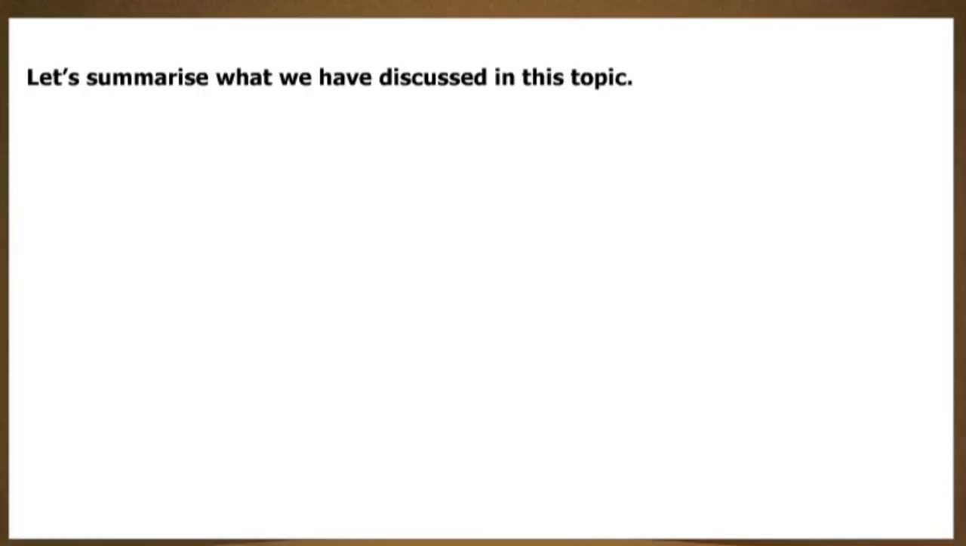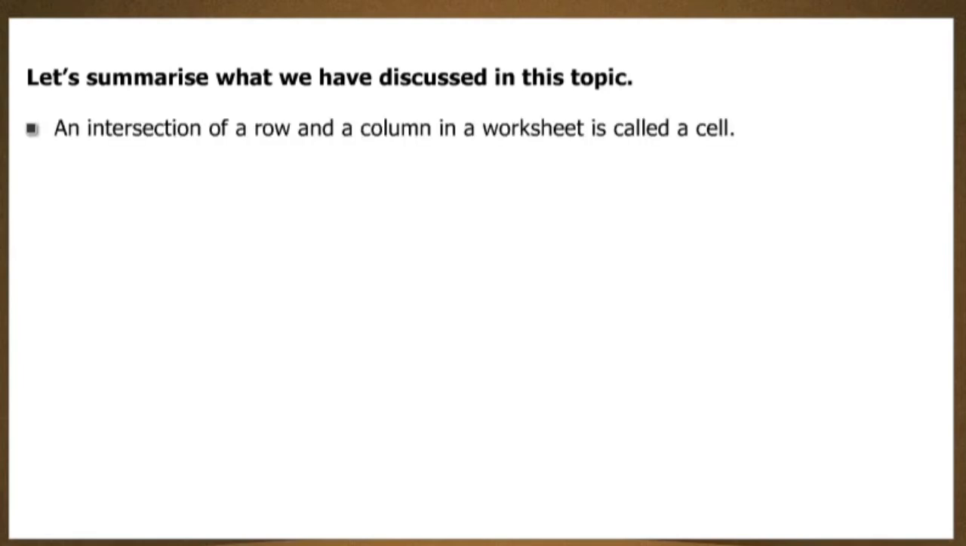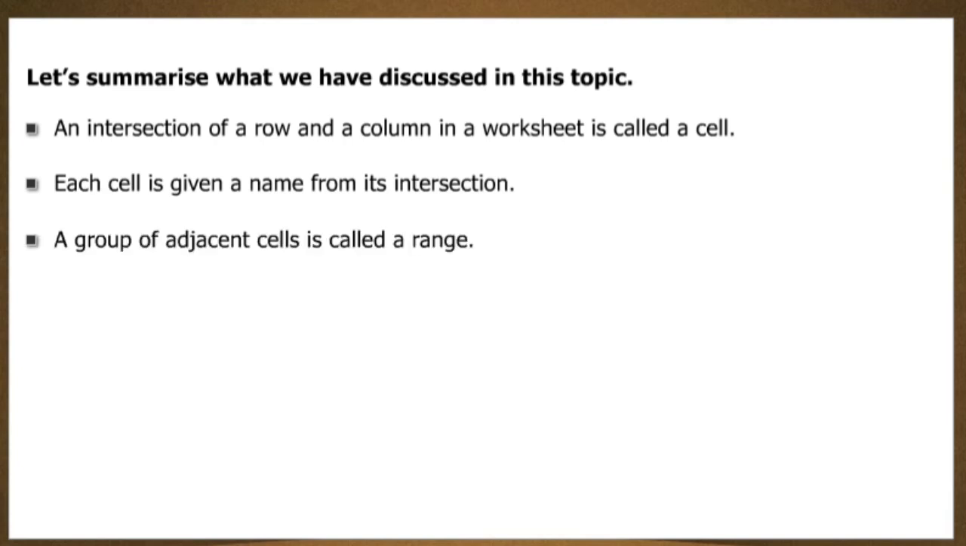Let's summarize what we have discussed in this topic. An intersection of a row and a column in a worksheet is called a cell. Each cell is given a name from its intersection. A group of adjacent cells is called a range.